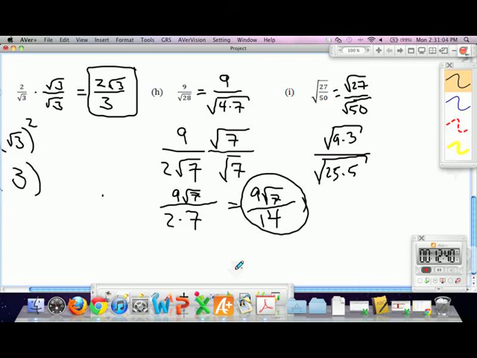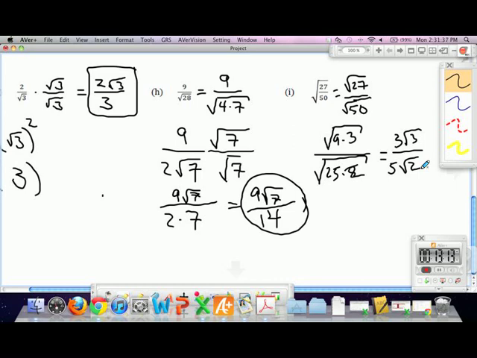So we simplify: root 27 is root 9 times 3, and root 50 is root 25 times 2. This means we get what? 3 roots of 3 over 5 roots of 2. Is this good? Is this done? If not, what do we need to still do? What needs to still happen?